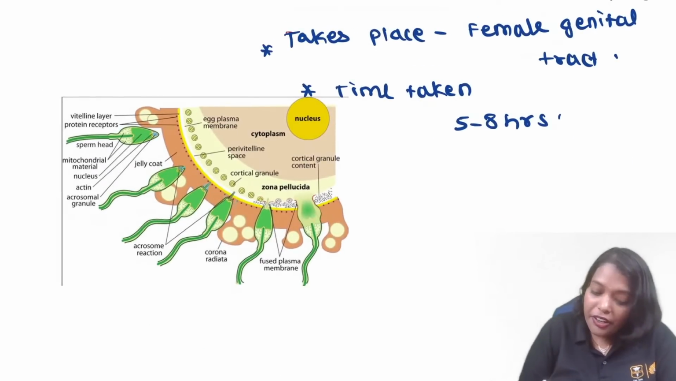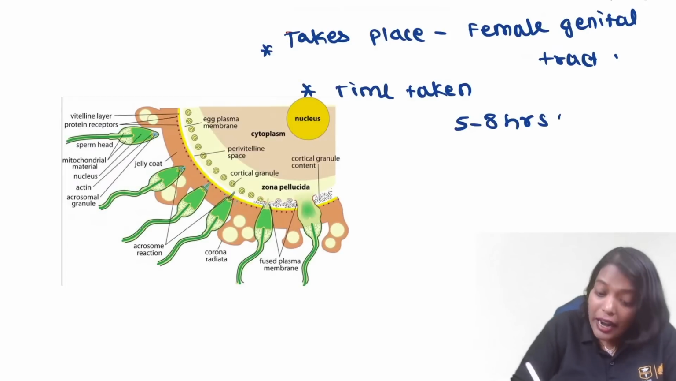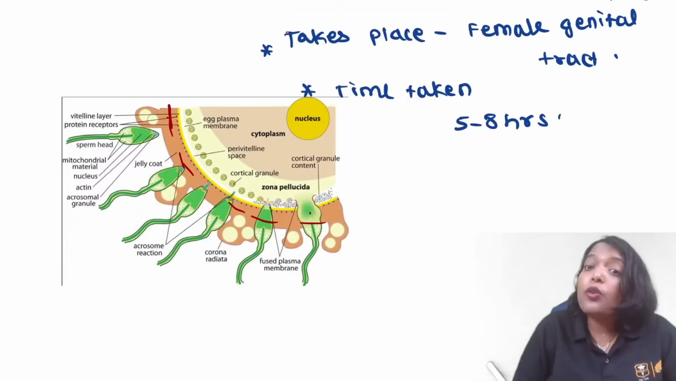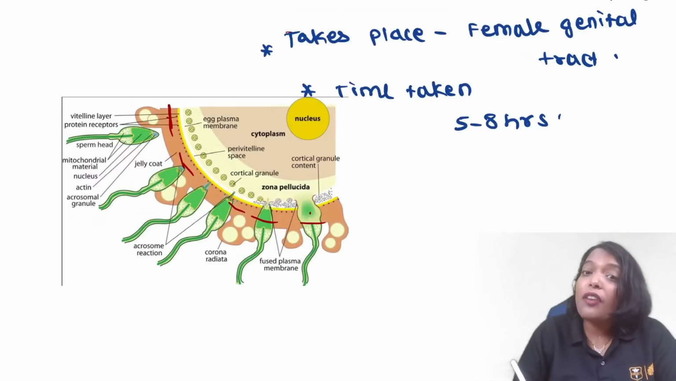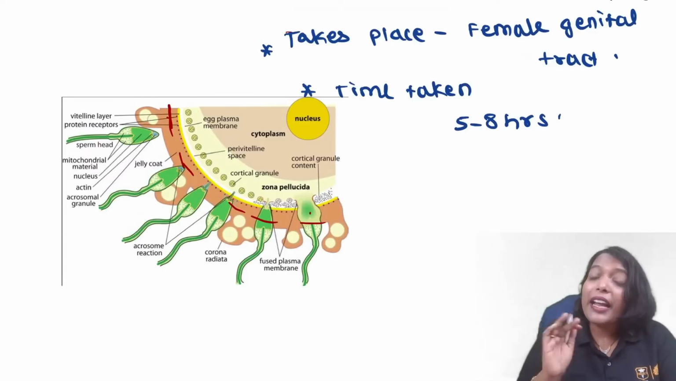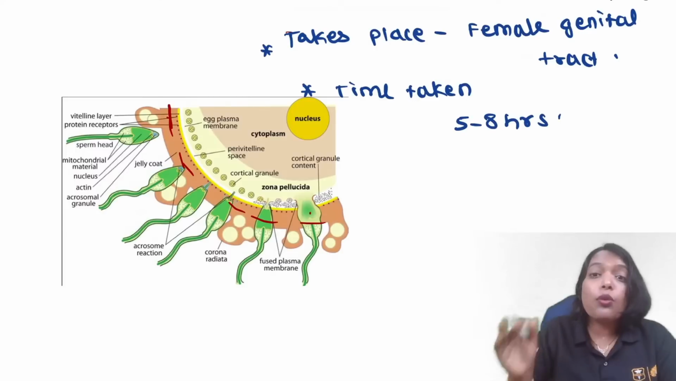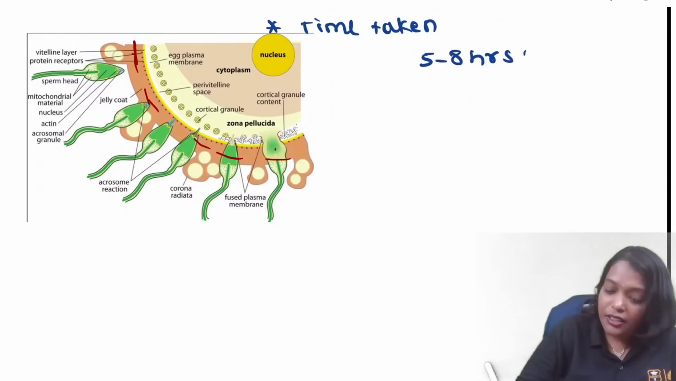If you observe here, all the sperms are getting attached to the oocyte wall, and this wall of the oocyte is called zona pellucida. The sperm head will produce hyaluronidase enzyme. From the acrosome of the sperm, there will be release of hyaluronidase enzyme. This hyaluronidase enzyme will break the zona pellucida, and that is called acrosomal reaction.